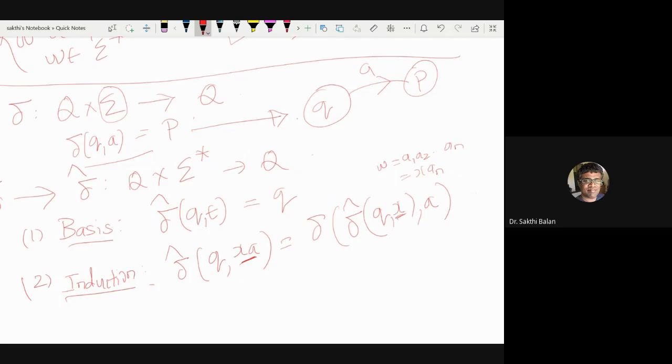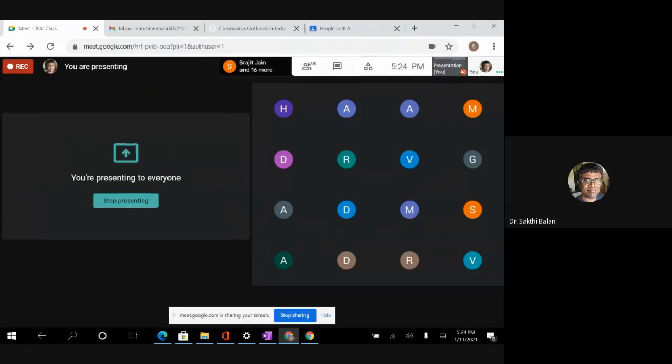So delta cap is the extension of the definition of delta. That's all. Delta is for only one symbol at a time. That's what we defined when we defined the finite automata. But when you extend delta to delta cap, it becomes a function over strings rather than one symbol. So have you all understood this? Any clarifications until this point? Any questions?